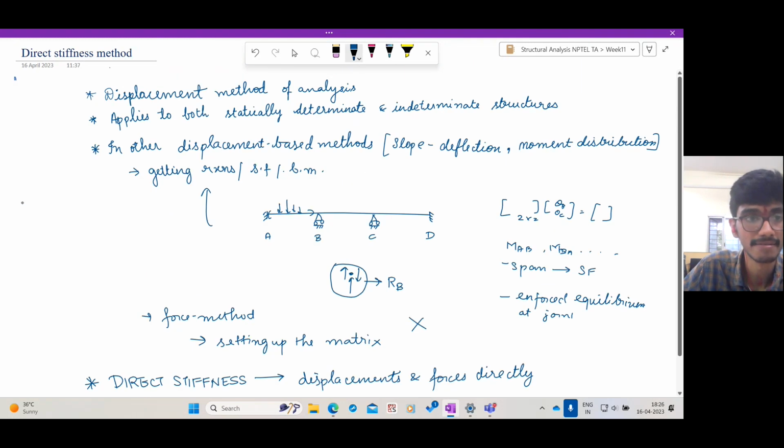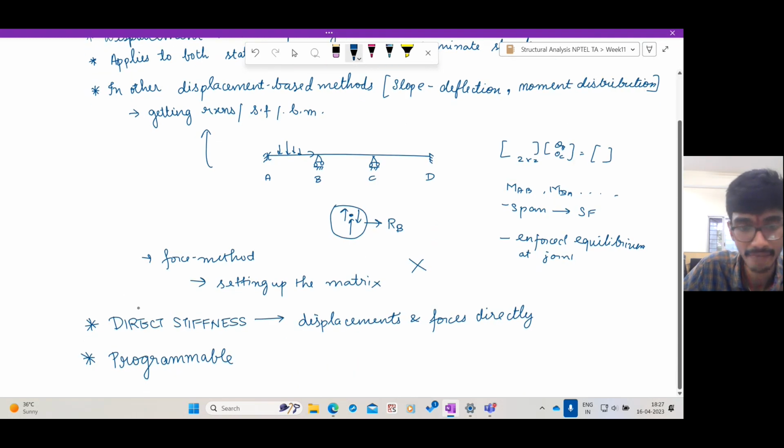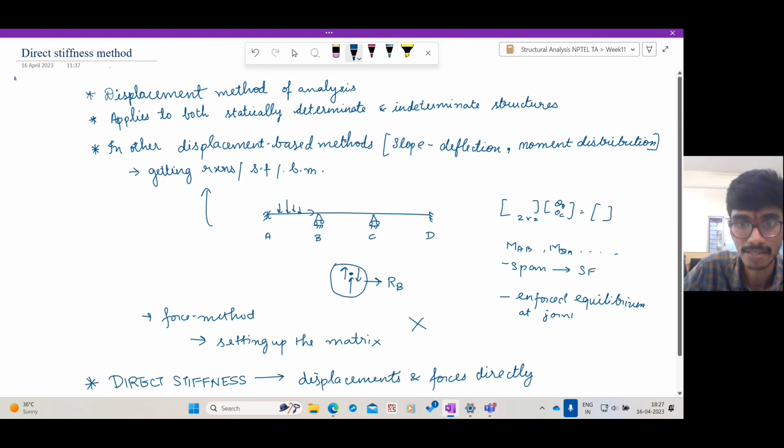So these are the advantages. So why do we need the direct stiffness method? Because the other methods, force method, it is very difficult to program. Displacement based methods, we can get the displacements by setting up the matrix equations. But beyond that, once we get the displacements, getting the forces is not quite straightforward.